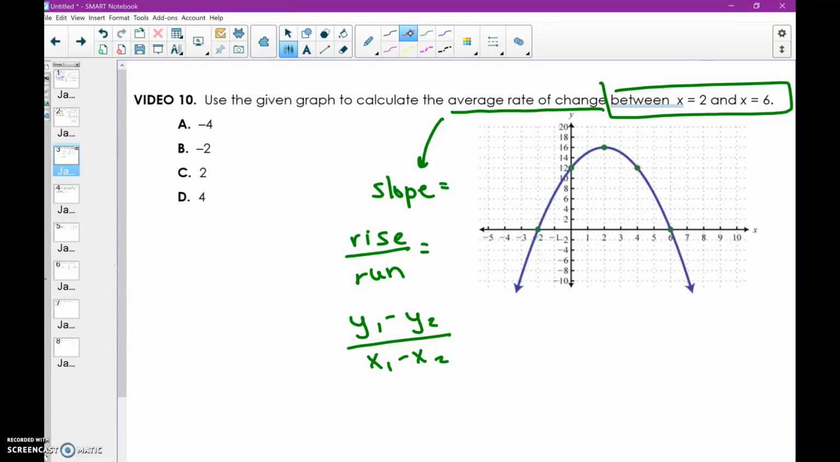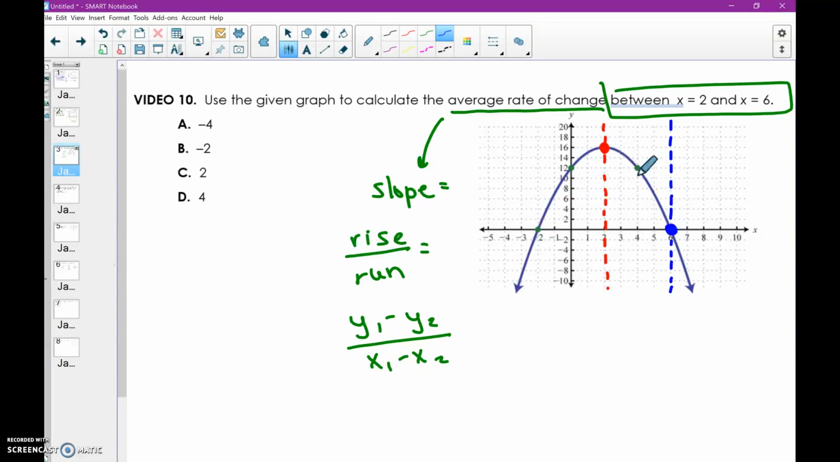So I'm going to find those on the graph. X equals 2 means I need to draw a line through the x-axis at 2. So if I go right here, here's my 2 on the x-axis, and here's the point on the parabola. So I need that dot. And then x equals 6, same thing. Find 6. Draw a line through it. Right here is where it hits my parabola.